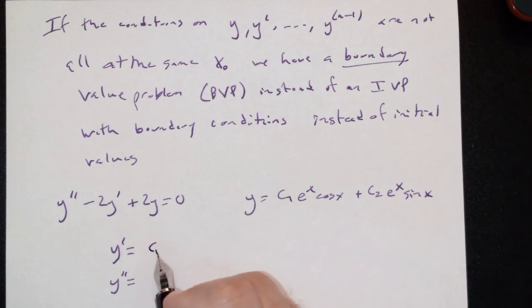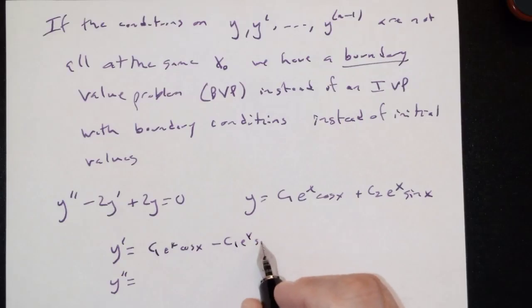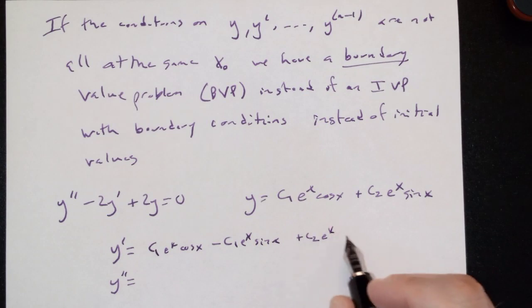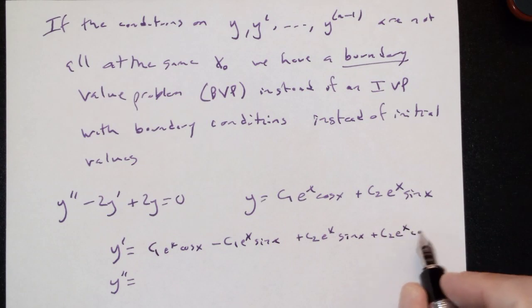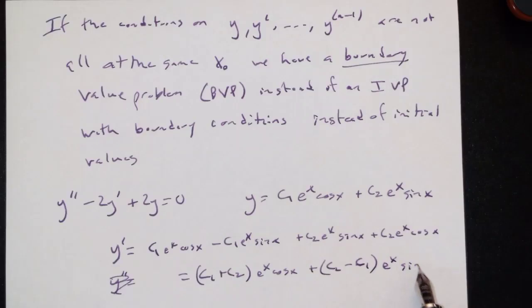y prime is C1 times e to the x cosine x. The derivative of cosine is minus sine, C1 e to the x sine x. Over here, I get C2 e to the x sine x. The derivative of sine is cosine, so I get C2 e to the x cosine x. If I group those, that's (C1 plus C2) e to the x cosine x plus (C2 minus C1) e to the x sine x.